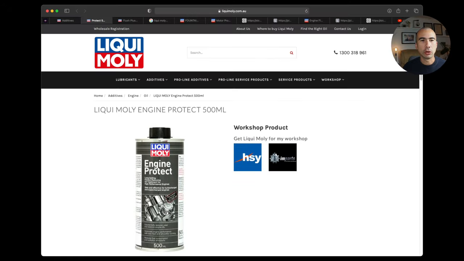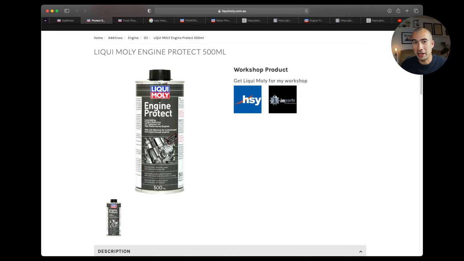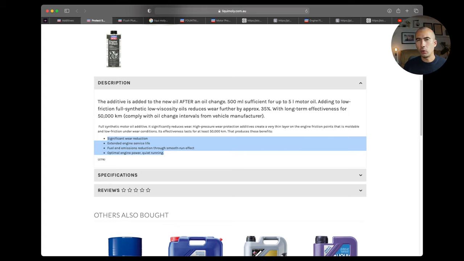What's interesting though is that if you actually go to the Engine Protect page, the Australian website is pretty light on information. It tells you the size of the can, it's 500 mils. It tells you that 500 mils is sufficient for about 5 liters of oil. And it gives you a little bit of information about what it's supposed to do. So if you add it to a full synthetic, it's supposed to reduce wear by about 35%. What you're supposed to get out of that is extended engine service life, quiet running, optimal engine power, and so on. So effectively what we're expecting out of this product is some kind of anti-wear slash friction modifier. That's what I would expect to see in the formulation.